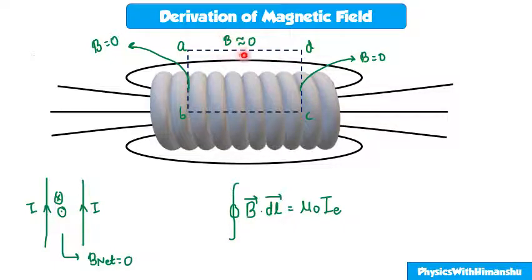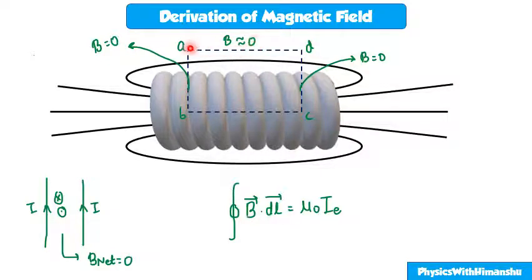And outside the solenoid, the magnetic field is very low. So it can be taken to be equal to zero in comparison to the magnetic field inside the solenoid. Inside the solenoid, suppose there are 1000 magnetic field lines, then outside there will be only 2 or 3 magnetic field lines. So compared to the inside, outside the magnetic field is zero.